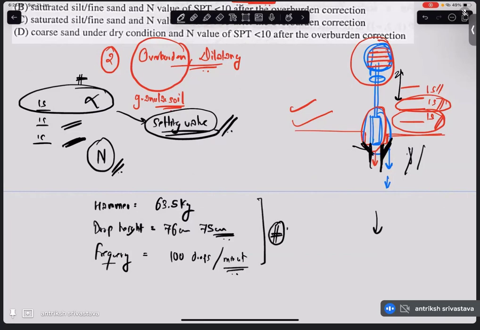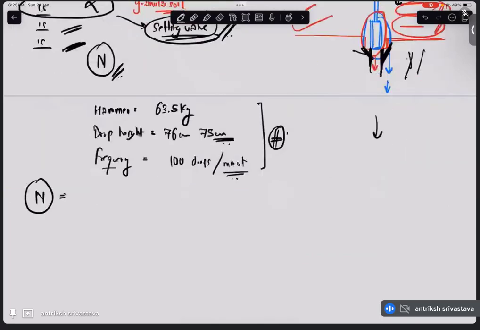All right, now let's come to the correction. Now that you have done this test, you have the value of N for these two 15 centimeter intervals. So for the last 30 centimeters, you have them.